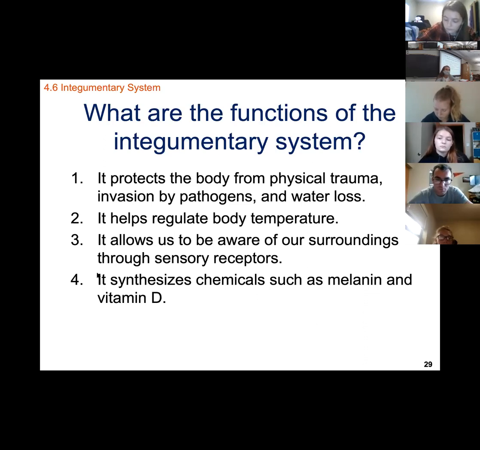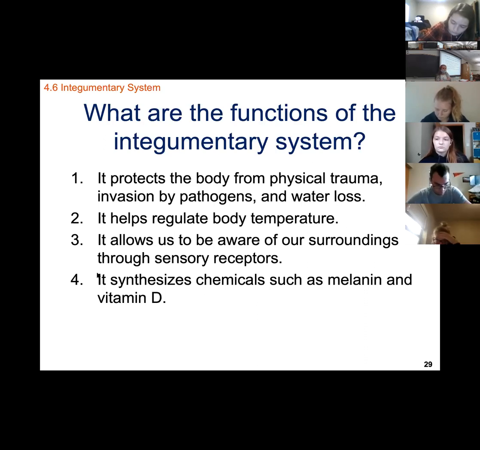Like I give the example of you falling on the sidewalk again, but aren't you glad that your skin is there to protect you from damaging a bone first? It's a little bit better to get a scrape on your knee than it is to break a bone. It helps regulate body temperature. We talked about that. It's like how you sweat or how you shiver when you're cold.